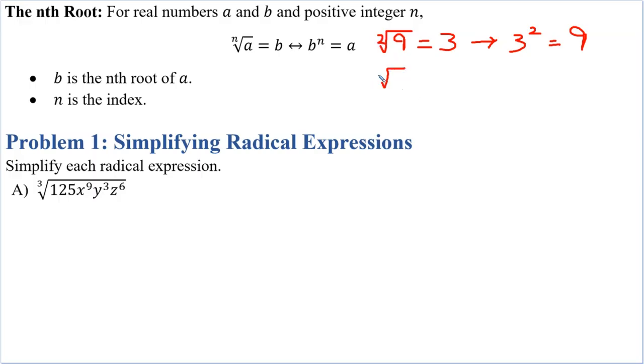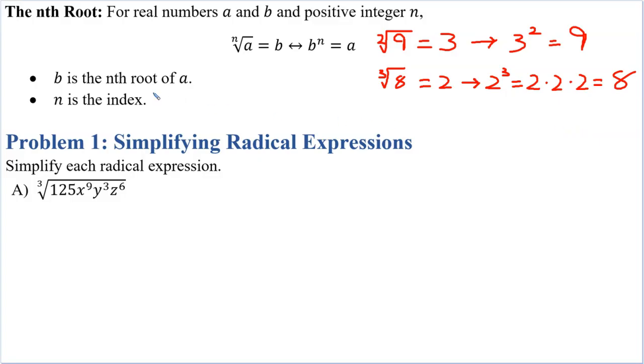Another example quick, I know that the third root of 8 is equal to 2 because 2 to the third power, in other words, 2 times 2 times 2, is equal to 8. And I can do the same thing with fourth roots, fifth roots, 10th roots. We'll keep it simple with 2, 3, and 4, but it's going to work the same way for any root.